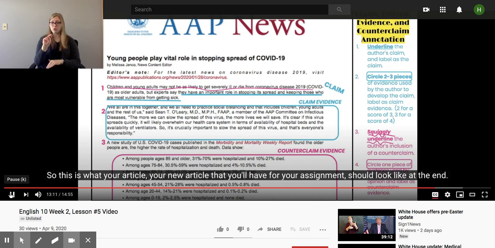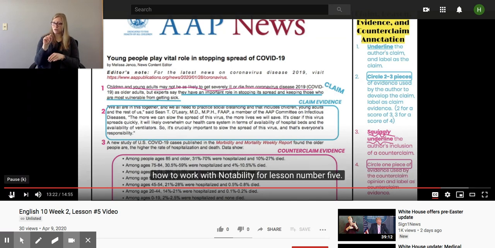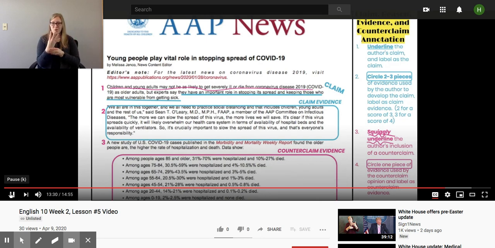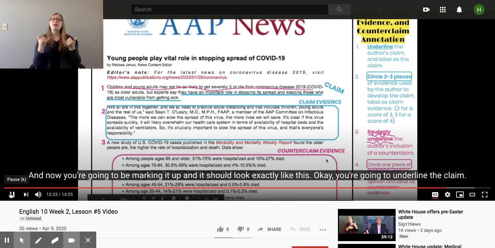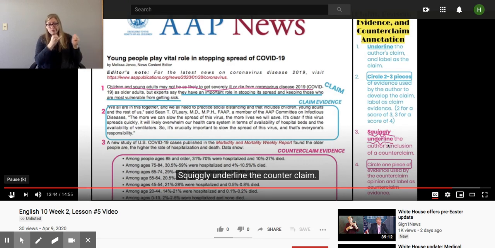So this is what your article, your new article that you'll have for your assignment should look like at the end. Okay, you're going to be marking in Notability. Remember, you learned how to work with Notability for lesson number 4. And now you're going to be marking it up, and it should look exactly like this. Okay, you're going to underline the claim, circle 2 to 3 pieces that support, squiggly underline the counterclaim, circle and label one piece of evidence that supports.